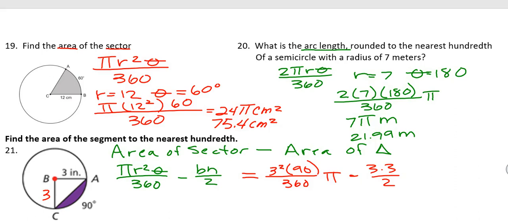Okay, so when we multiply out the area of the sector, we get 7.07. When we do 3 times 3, that's 9, divided by 2, that's 4.5. So we're going to subtract from that 4.5. And so our answer is going to be 2.57, and that's going to be inches squared. Again, because it's an area.